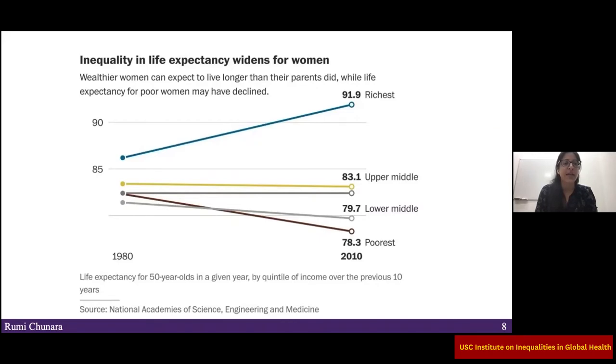So this is data from the National Academies of Science looking at life expectancy for just women now. And within the group of women, we see that while life expectancy over about a 30-year period from 1980 to 2010 increased, for the poorest group of women, this actually decreased. And so we can see that not only do we have these stark disparities, but they're actually widening.